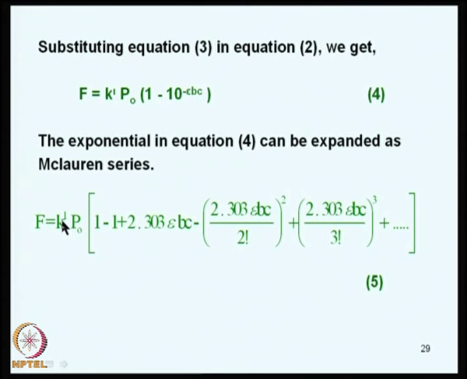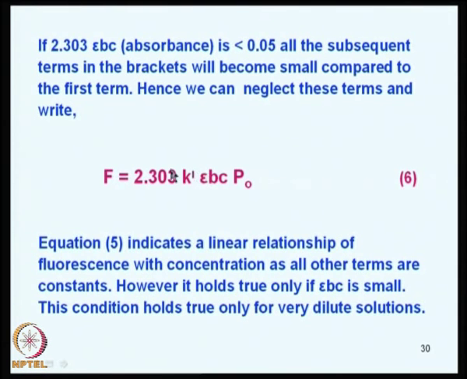If we do that, we will have k' P0 × 2.303 ε b c. So, the 1 and 1 will get cancelled, and the other terms are neglected. When we do this, we have something like 2.303 k' ε b c P0, where P0 is the incident energy. This equation holds good only if ε b c is very small, that means it holds good only for dilute solutions, not for concentrated solutions.